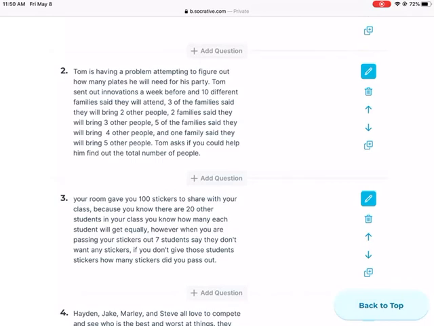What Tom is asking is if you could help him figure out the total number of people. So I know this is a lot of information, so it's even harder for me to do it in my head. So it's going to be really important for us to do this on paper and make a chart for this.